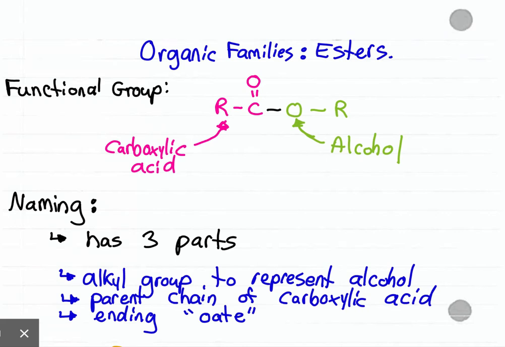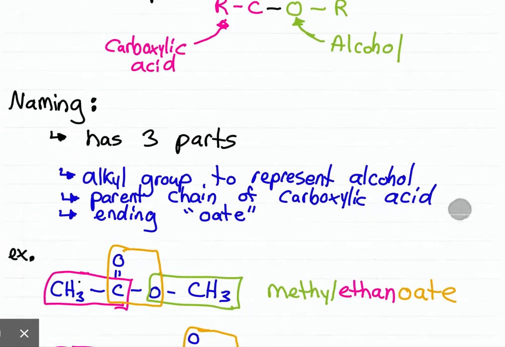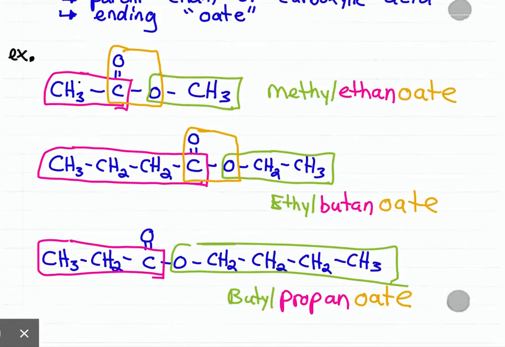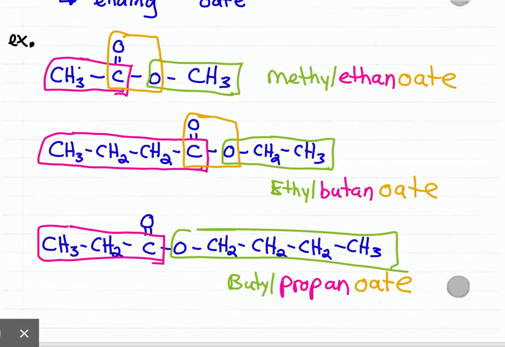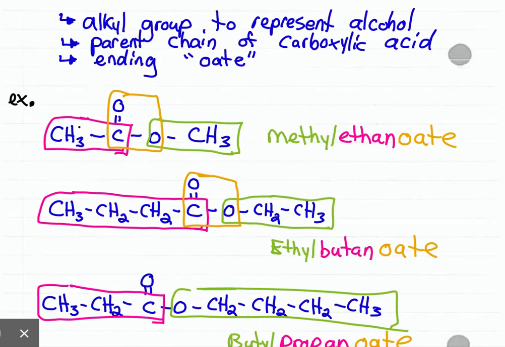When we name our esters, we have to recognize that there's three parts to an ester. The name of an ester comes from the name of the alkyl group that represents the alcohol. We name the parent chain of the carboxylic acid, and then it gets the ending -oate. So let's look at a couple of examples. Here are three examples.